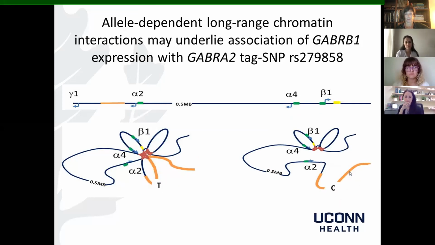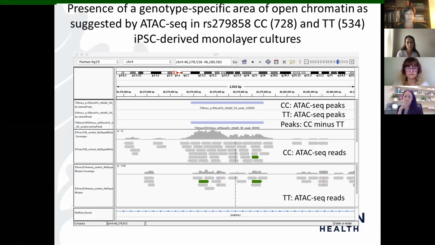To add to this picture, I've performed some ATAC-seq, or the assay for transposase-accessible chromatin. And here I'm only showing two samples, one which is a homozygous CC sample, and one which is a homozygous TT sample, and we see a peak present in the CC sample and not in the TT sample. And these are both iPSC-derived monolayer neural cultures. And down at the bottom are the raw reads.